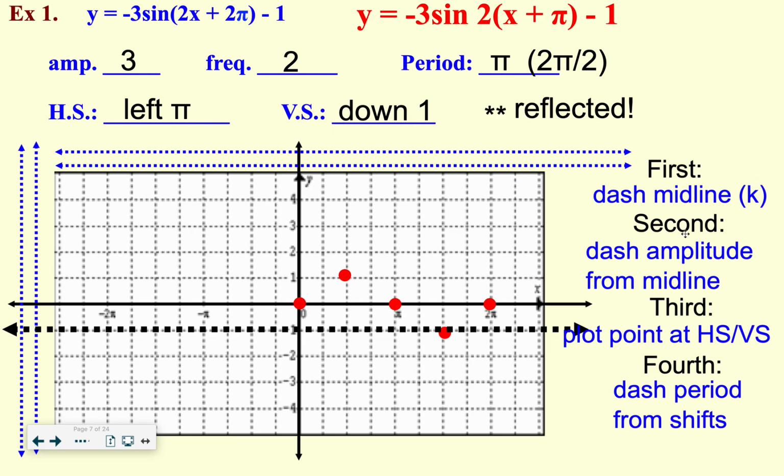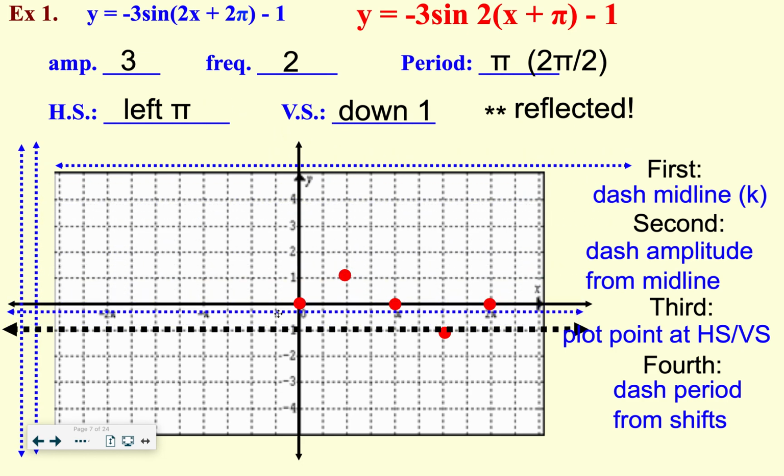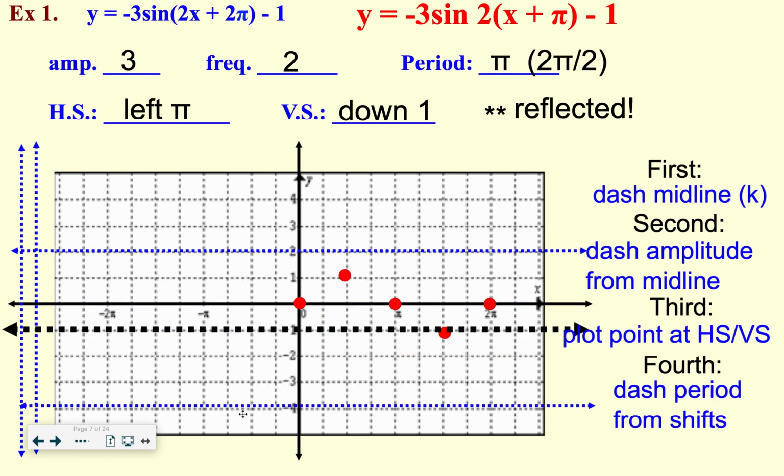Second, I would dash in your amplitude from your midline because you know your max and mins are going to go a distance of 3, but specifically from my midline. So from my midline, if I went 1, 2, 3 above, and from my midline, if I go 1, 2, 3 below, this kind of boxes in my sine wave. It can't go above or below those blue dashed lines. Third step, plot a point to have my horizontal and vertical shift. So I'm going to take these red points right here. Obviously, they're going to move, so I'm just going to shove them up and away.